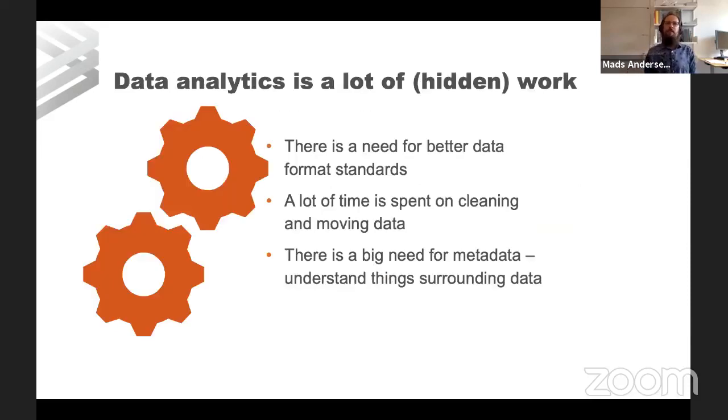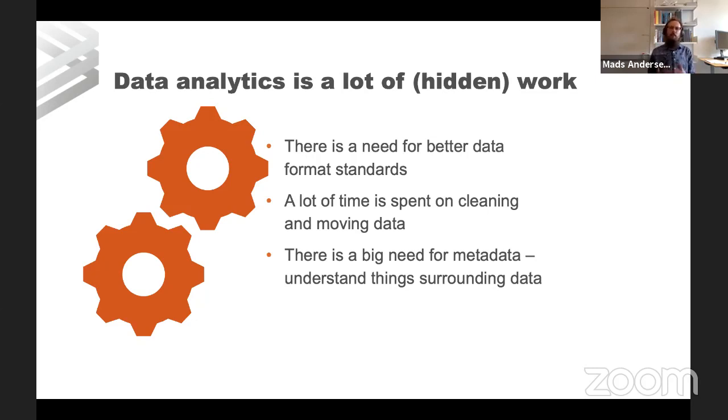So what we found is that data analytics is often a lot of hidden work. So there's really a lot of need for better data format standards, because a lot of time is being used in cleaning and moving data around. And this is one of the things where they really saw the benefits of having a system where you didn't have to move it around all the time.